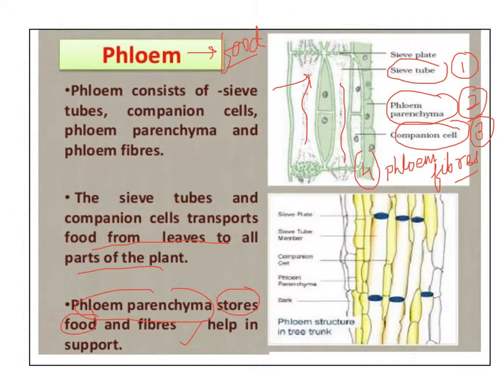Now in case of phloem, dear students, 3 components are living, means they are made up of living cells. So sieve tube, phloem parenchyma, companion cells, all 3 are made up of living cells. Only the phloem fibers are made up of dead cells. Rest all cells are made up of living components.